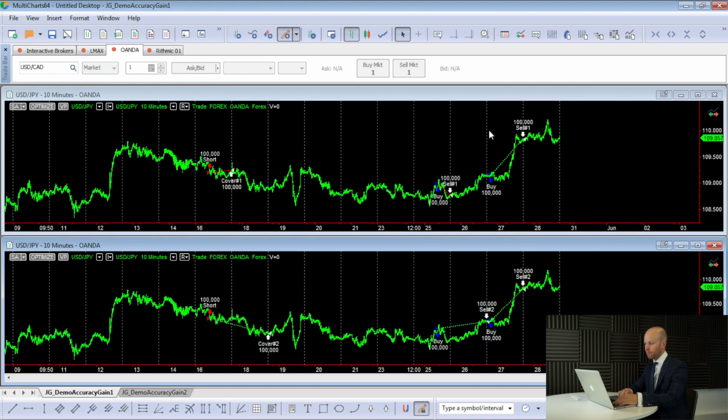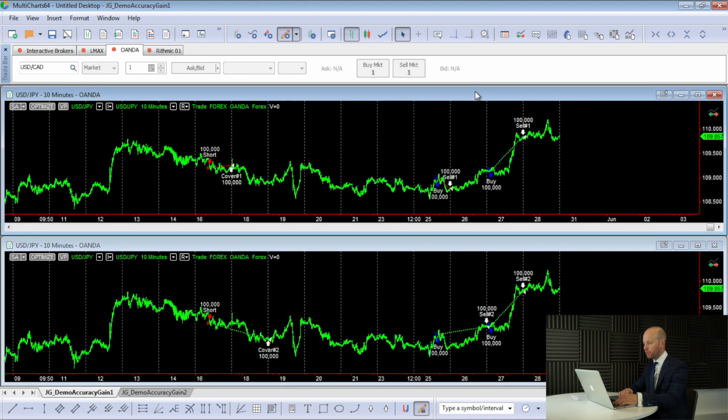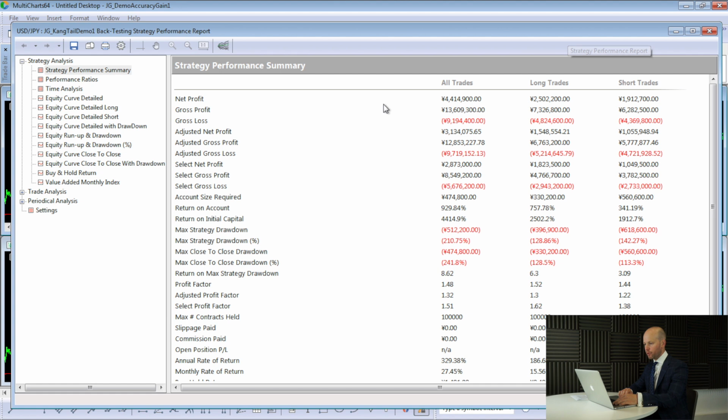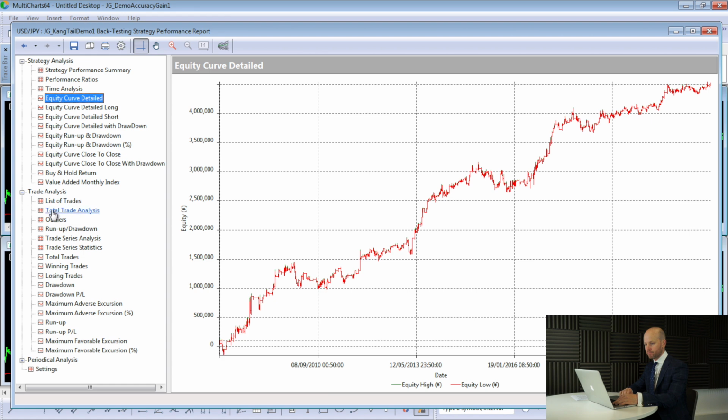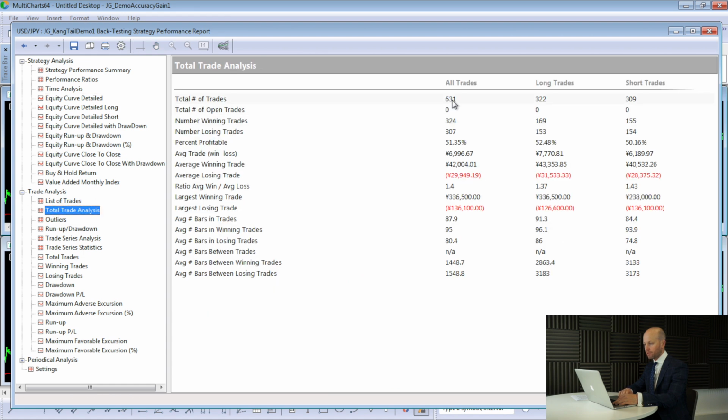So let's have a look at the performance report using the two separate exits. For the original strategy, we've got a net profit of 4.4 million yen. The equity curve is quite nice, I like that. We've got 631 trades. We've got a winning percentage of 51%. Now, this is where we want to improve it with the first profitable close exit. We've got an average trade of almost 7,000 yen.